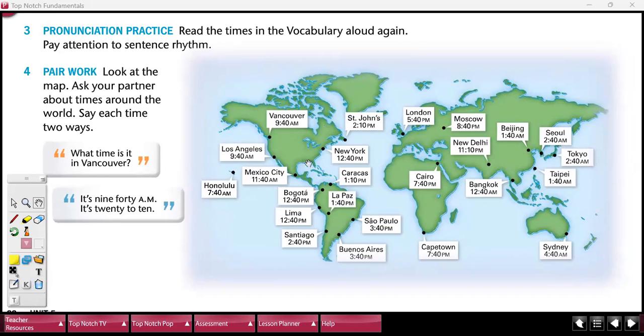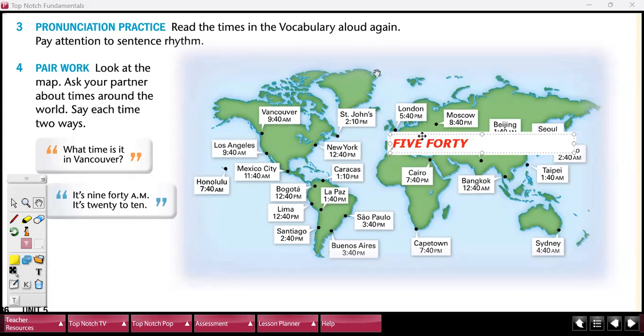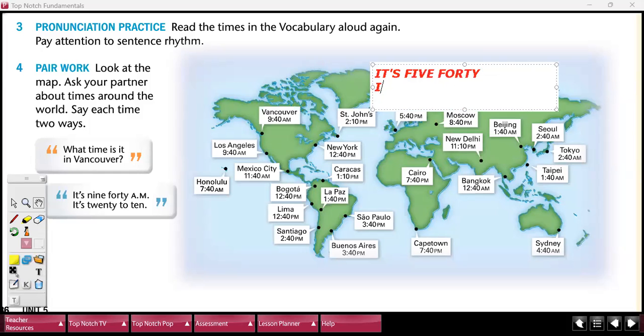Ahora, veamos ahí. What time is it, guys, in London? What time is it in London? It's 5:40. Okay, 5:40, tenemos una. 5:40, esa es la primera. Ahora, ¿cuál era la otra? This way. It's 5:40 or it's 20 to 6. 20 para las 6.